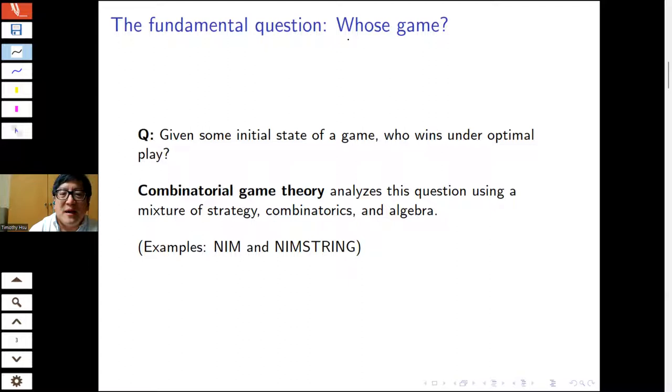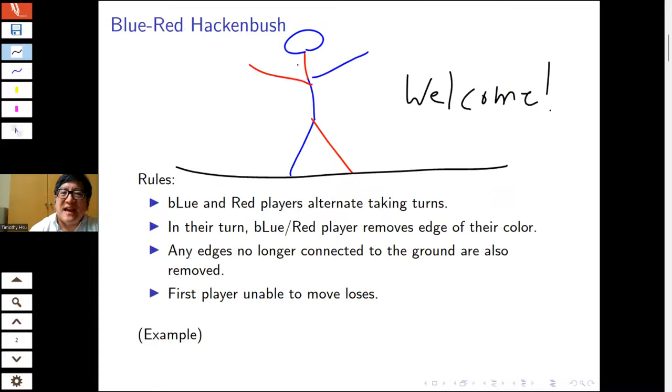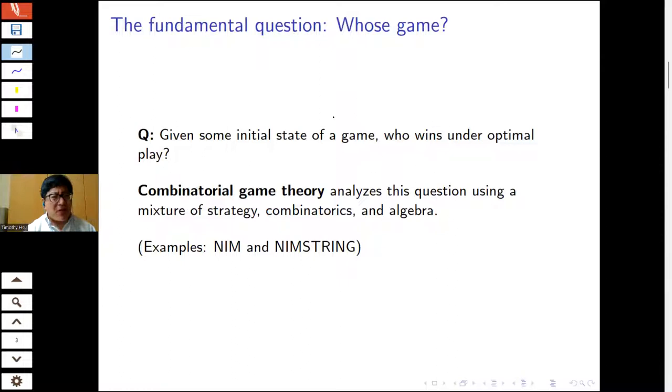Anyway, so the question is: given some initial state of the game, you know, this guy here, who wins under optimal play? If everybody makes the smartest move possible at every turn, who actually wins? And so the pursuit of combinatorial game theory analyzes this kind of question using a mixture of strategy, combinatorics and algebra. Pursuant to my own interests, I tend to emphasize the algebra in some ways, but it's all mixed in there somewhere.